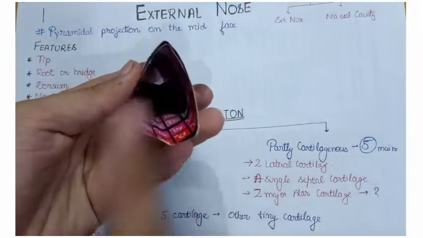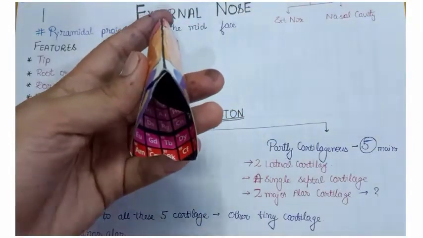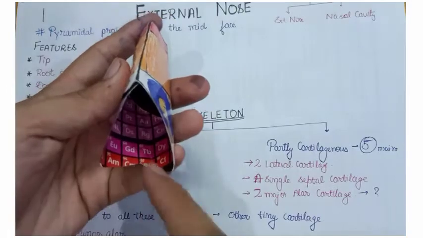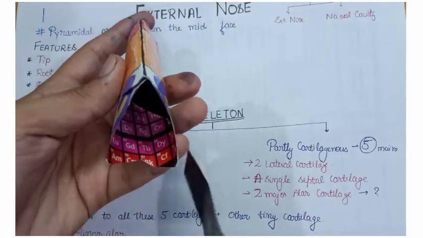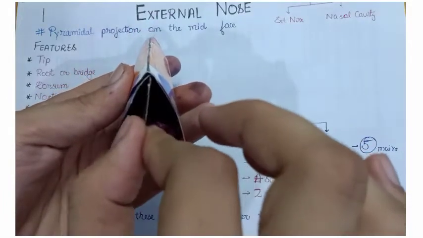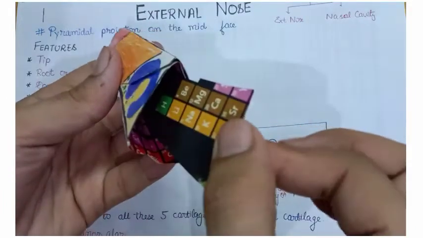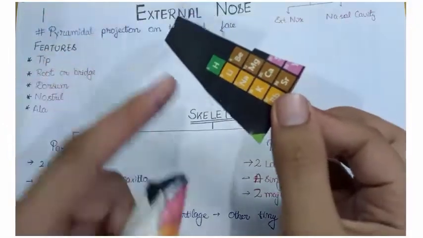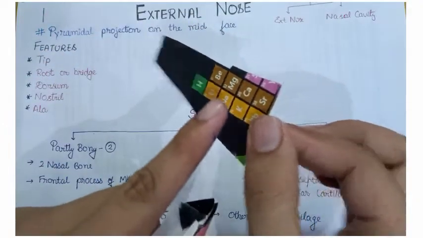I have removed the nasal septum. If I put the nasal septum back, you can see all these elements. Because I made it look like the periodic table, don't get confused about chemistry, we are learning anatomy. This is not the periodic table, this is the nasal septum.